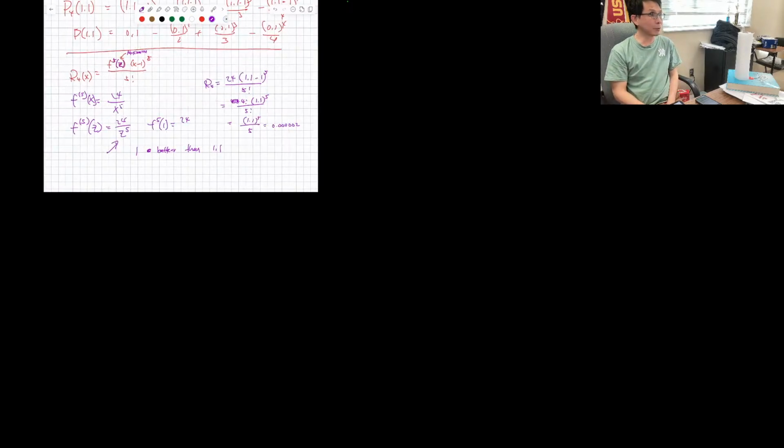4 times 3 times 2. It's a 4 factorial, right? Over 5 factorial times 1.1 to the 5th. So that becomes 1 over 5 times 1.1 to the 5th, and that ends up to be 0.0000002. How accurate to the fourth degree? It's 0.000002 accuracy. Without a calculator, you can calculate this, with the highest, the smallest error.